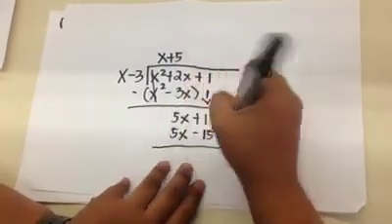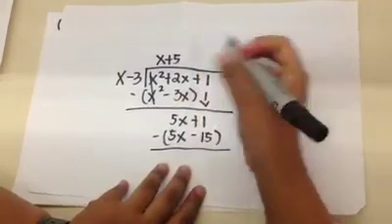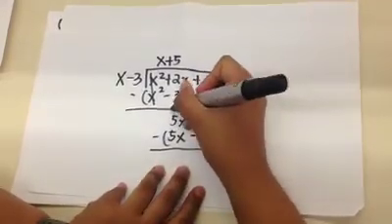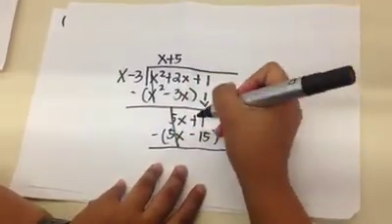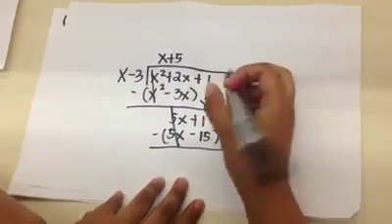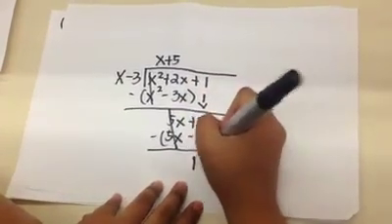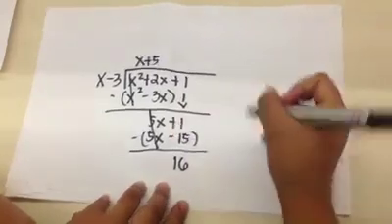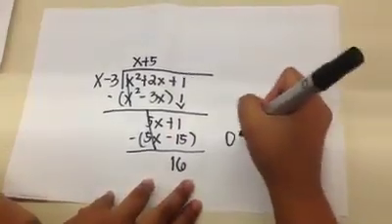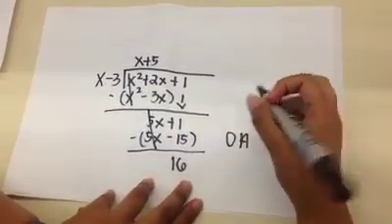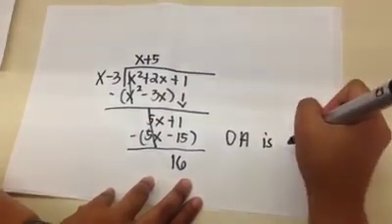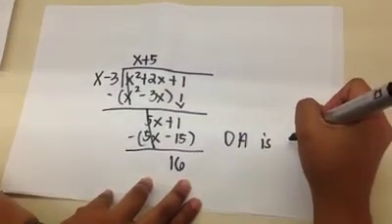Then subtract. 5x minus 5x is equal to 0. And 1 minus negative 15 is equal to 16. So our oblique asymptote is x plus 5.